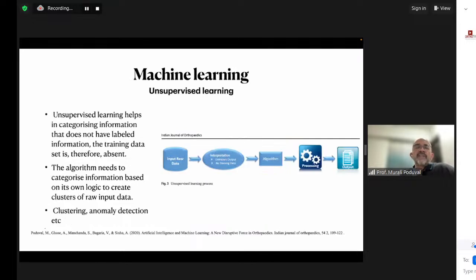Now, in unsupervised learning, the input data is raw. We don't know what we are going to be getting out of it. But the algorithm puts itself into this data, infers classification, infers relationships, and then gives an output after processing the data. So this is what is typically known as deep learning, and some of the methods are clustering, anomaly detection, etc.